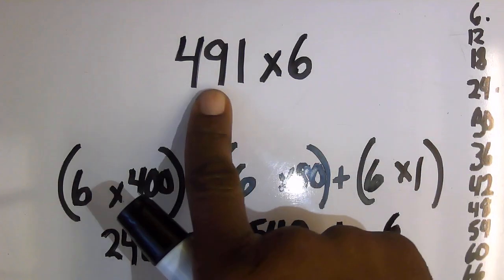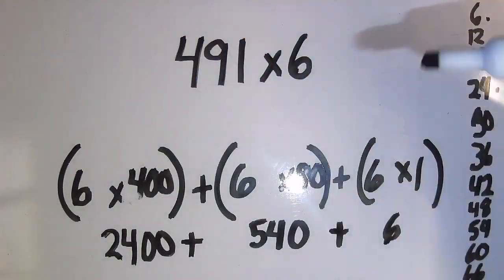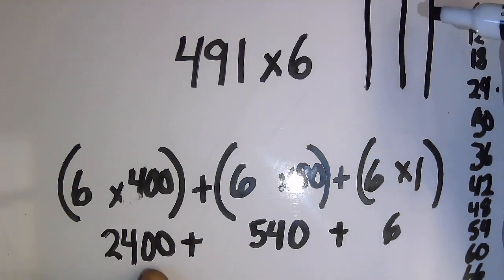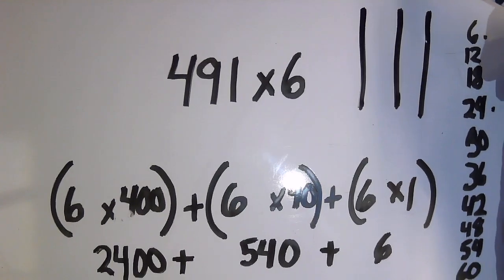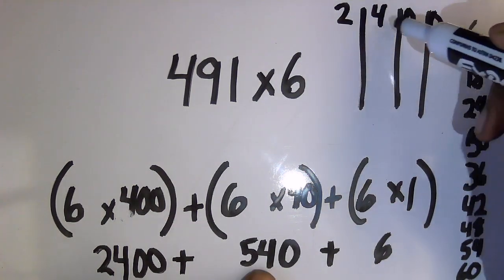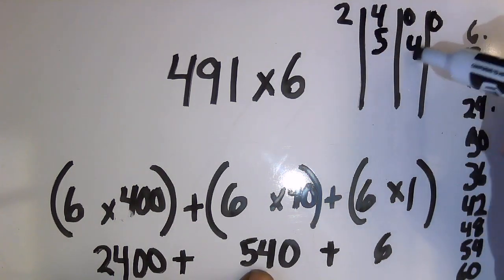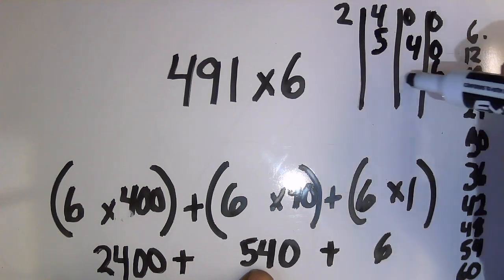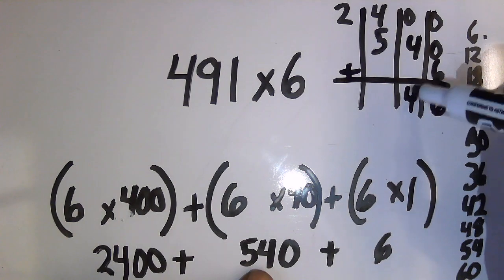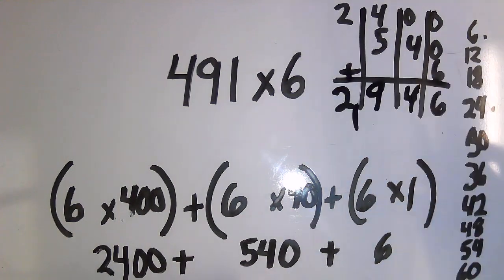I'm going to do 3 lines because I have 3 digits in this number, and I'm going to do it up here. So I have my 2,400, my 540, and my 6. I'm going to add those up. 6, 4, 9, and 2. So 2,946.